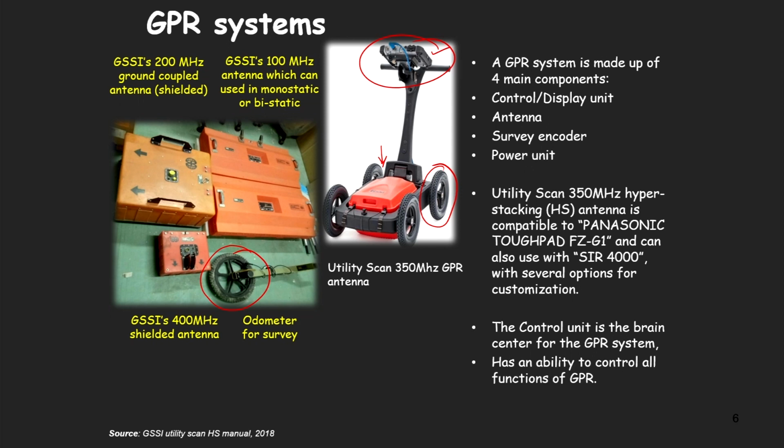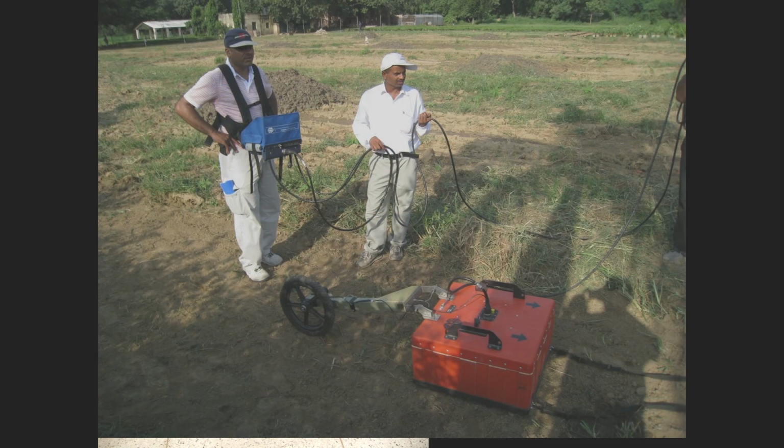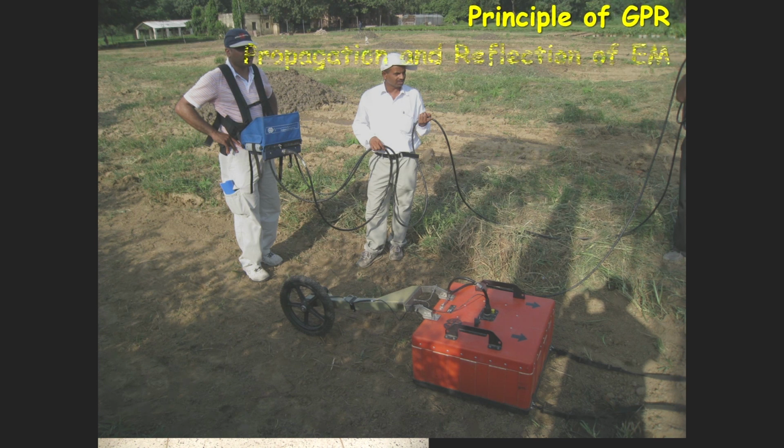The control unit can be used for different modes. We can even have the 3D mode of mapping, and in 2D mapping you can do a single line or transect in the same direction, and you have options to tweak the parameters. What those parameters are, I will come across in a few slides. So, this is the 200 megahertz antenna. Now, looking at the propagation and reflection of electromagnetic waves, GPR basically uses electromagnetic waves.